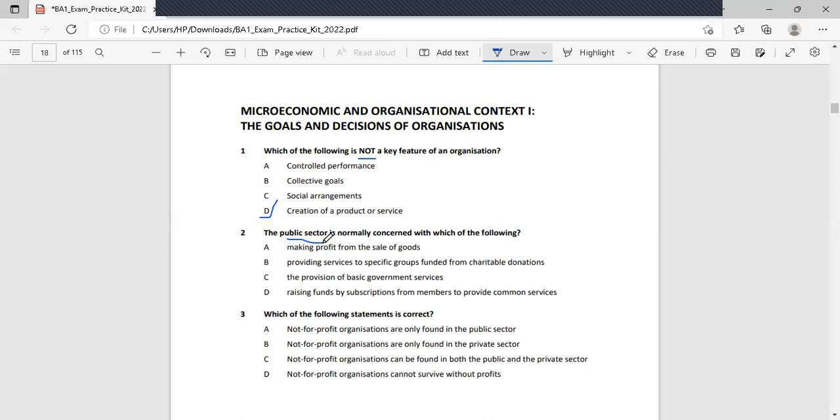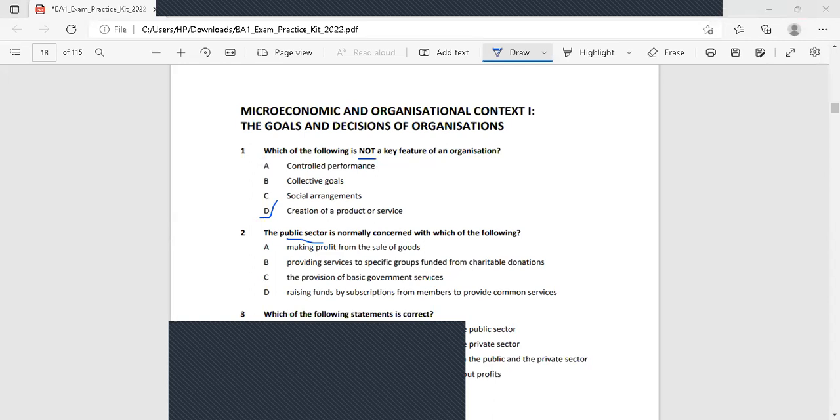A says making profit from sale of goods. B says providing services to specific groups funded from charitable donations. C, the provision of basic government services. D says raising funds by subscriptions from members to provide common services. Which among them is? C, ma'am. Provision of basic government services.